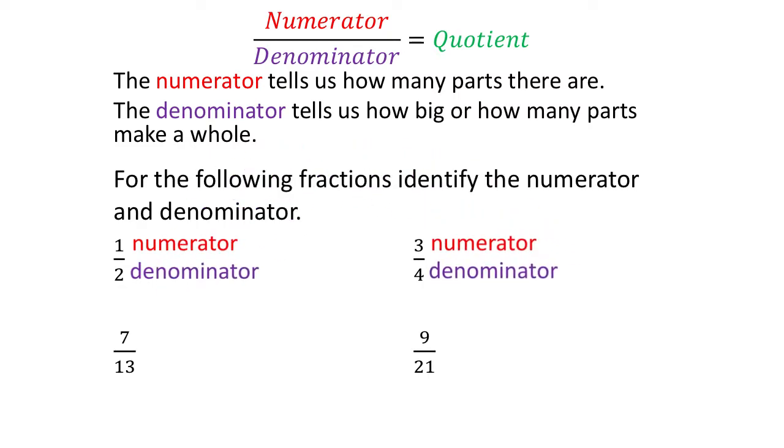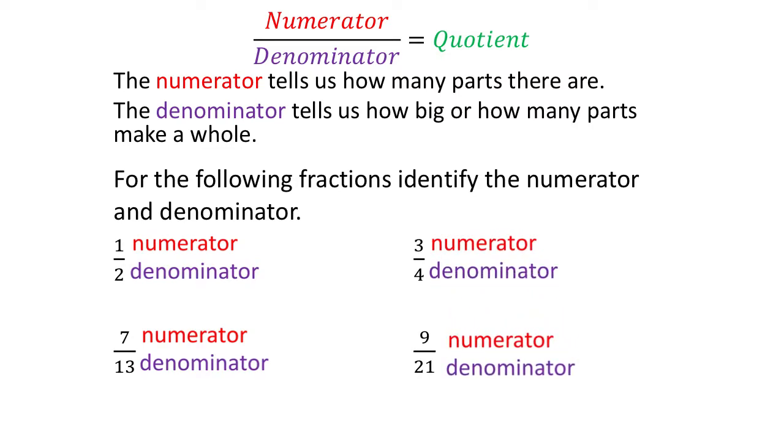The same thing with 3/4. 3 is the numerator because it's the top number. 4 is the denominator because it's the bottom number. Same with 7/13. 7 is the numerator, 13 is the denominator. Or 9/21. 9 is the numerator, 21 is the denominator. And that's all we need to do in this vocabulary.